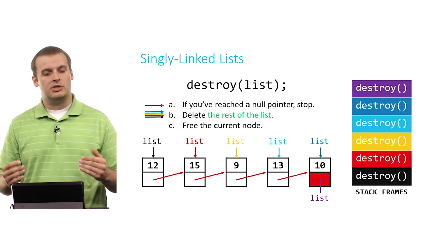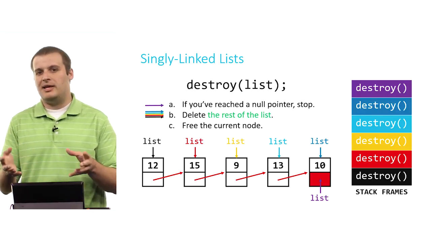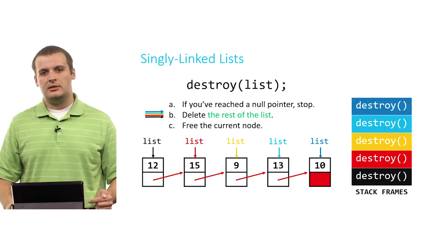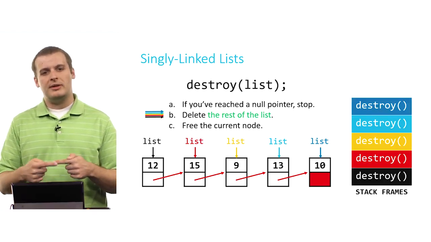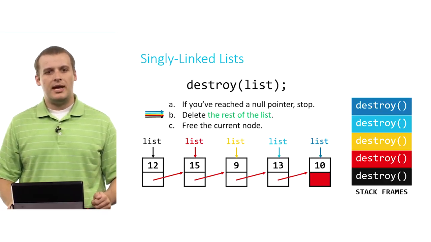If we've reached a null pointer, stop. We don't do anything. We can't free a null pointer. We didn't malloc any space. So we're done. So that function frame is destroyed, and we pick up where we left off with the next highest one, which is this dark blue frame here. So we pick up right where we left off.